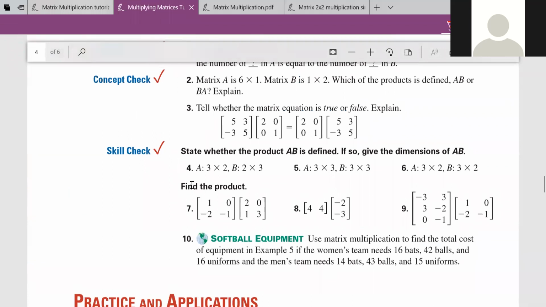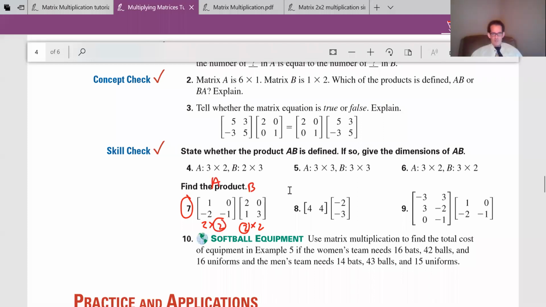Okay, find the product. So I'm here, I'm looking at number 7. Okay, so the first thing I want to see if it's definable. This is 2 by 2, and matrix B is 2 by 2. So I can see that my column is 2 for B, and my row is 2 for A. And so I know this is definable, and this is going to equal a 2 by 2 matrix. Okay, so let's multiply it out for number 7.